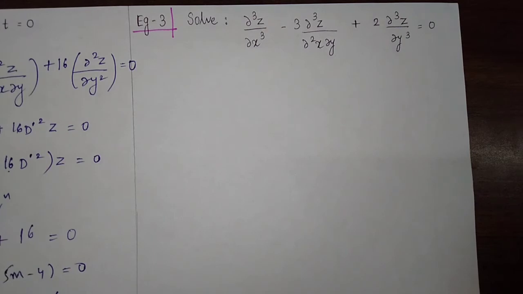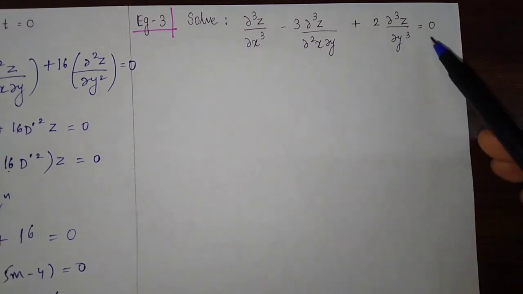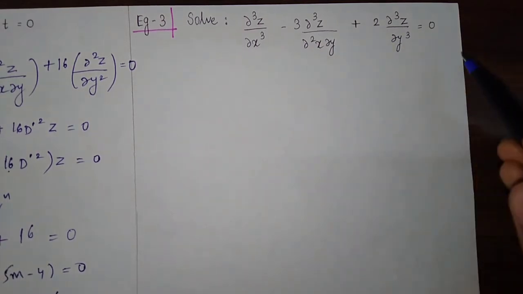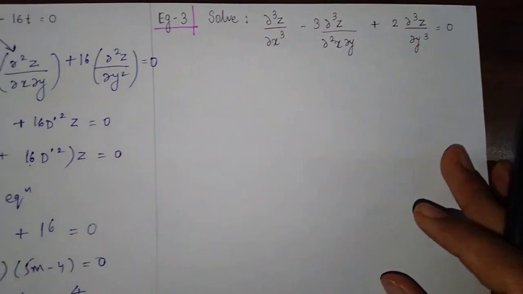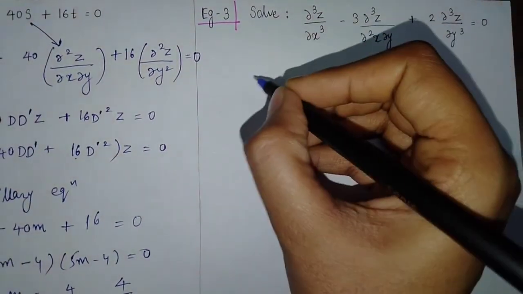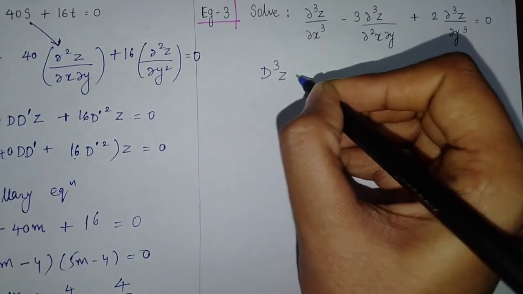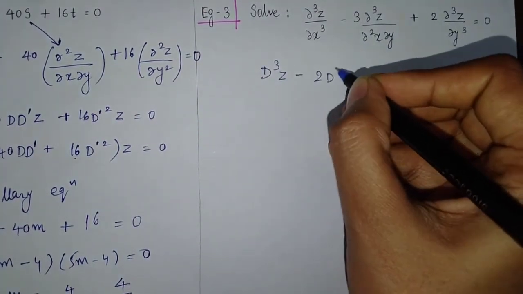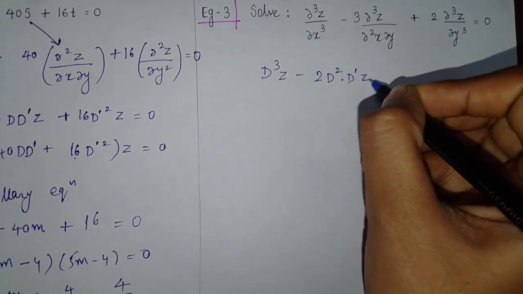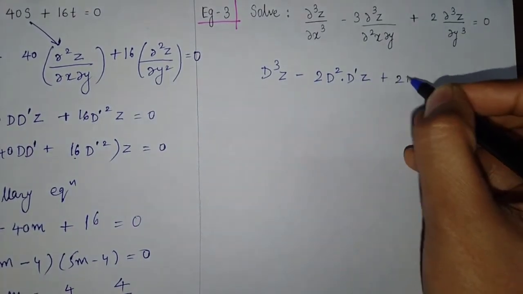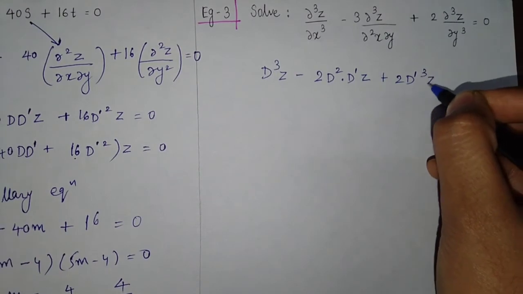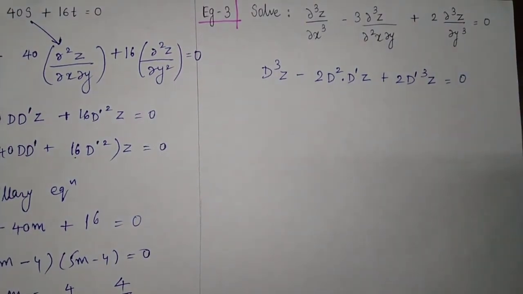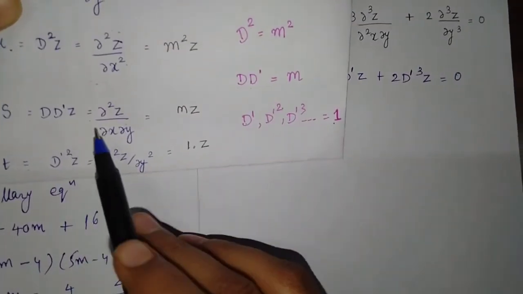Example 3: solve del cube z by del x cube minus 3 del cube z by del square x into del y plus 2 del cube z by del y cube equal to 0. Again the first step will be to convert into the D form. So it will be D cube z minus 3D square D dash z plus 2D dash cube z equal to 0. From these equations only we have derived it.